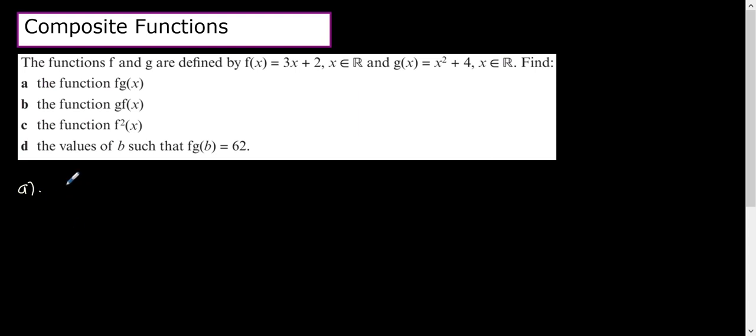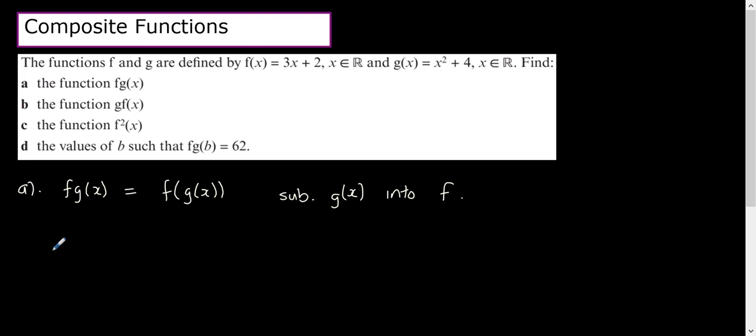Now we're being asked to find fg of x, the general function. So I'm going to write fg of x then, using my extra brackets, so f of g of x. And that means I need to substitute g of x into the function f.